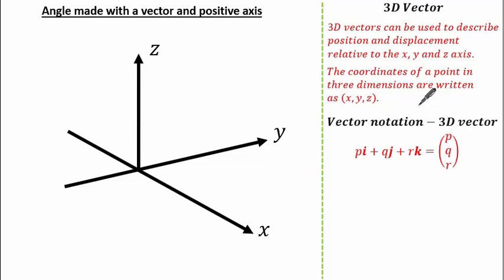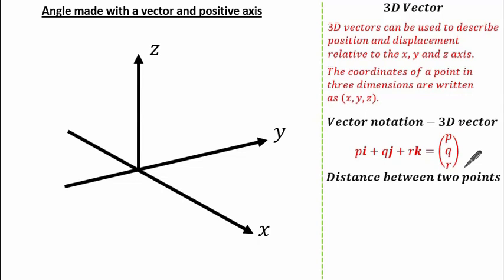Now vector notation for 3D vectors is very similar to 2D vector notation. Remember, for 2D vector notation we've used an i and j component, but for 3D vectors we use an i, j, and k component. Remember, we can write it in column form as well.